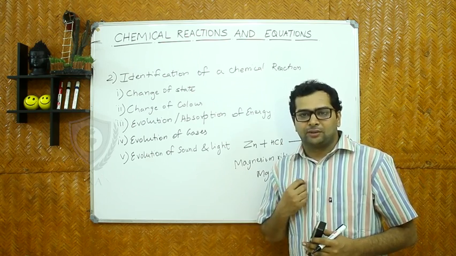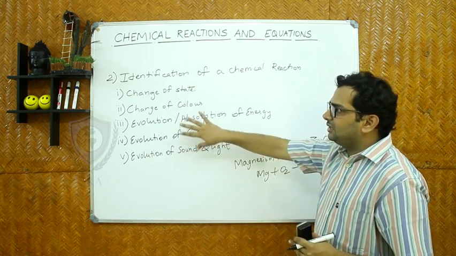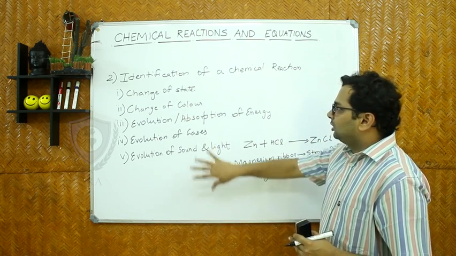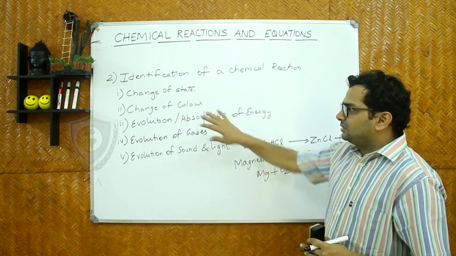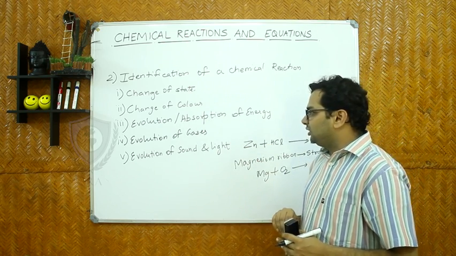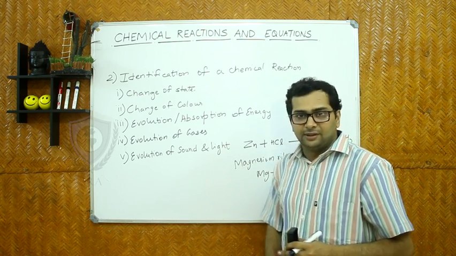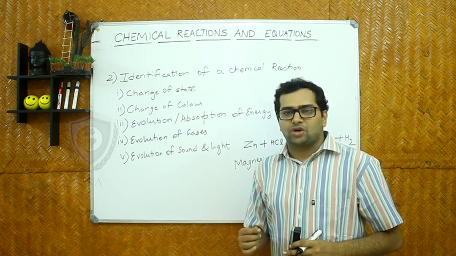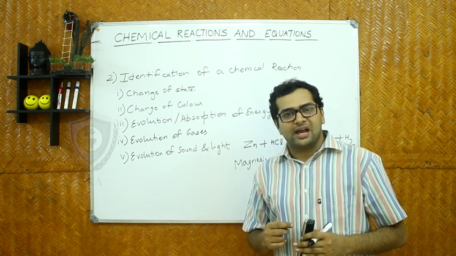So now when we have understood the 5 key elements of a change or how to identify a chemical reaction, first is change of state, second is change of color, third is evolution or absorption of energy, fourth is evolution of gases, fifth is evolution of sound and light. So now let's go to the next topic, which is understanding how to balance a chemical reaction.